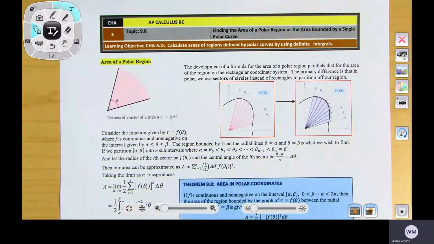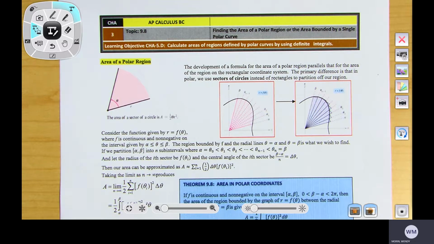All right, welcome back, calculus students. Today we are going to do, this is going to be a quick one. We're going to talk about the area of a polar region, or the area bounded by a single polar curve.